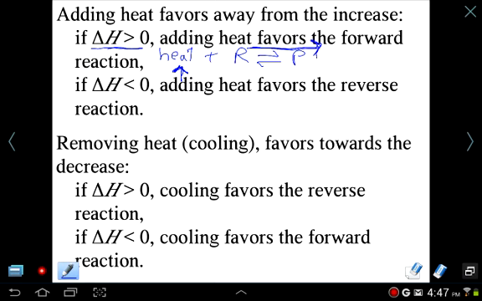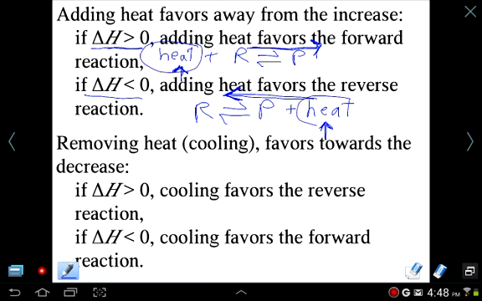And then if our system is exothermic, like in the second case, then we have reactants and products, and we can think of heat as a product. And so if you increase the heat in this instance, then the system will remove the heat by shifting the reaction to the left. So that's how to really think of heat, as either endothermic, that means it's a reactant, or exothermic, meaning it's a product.